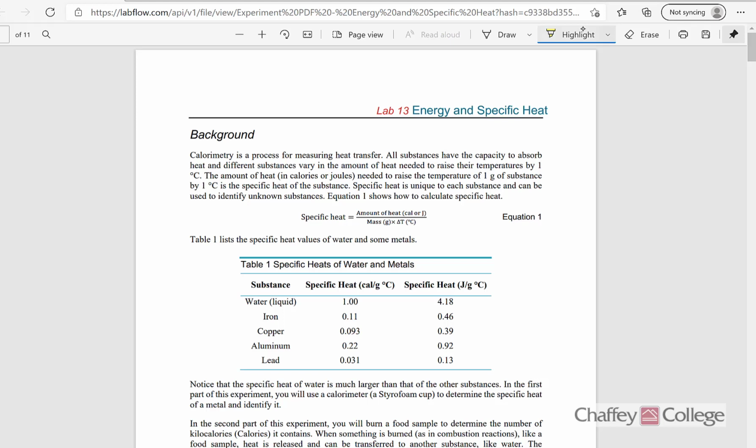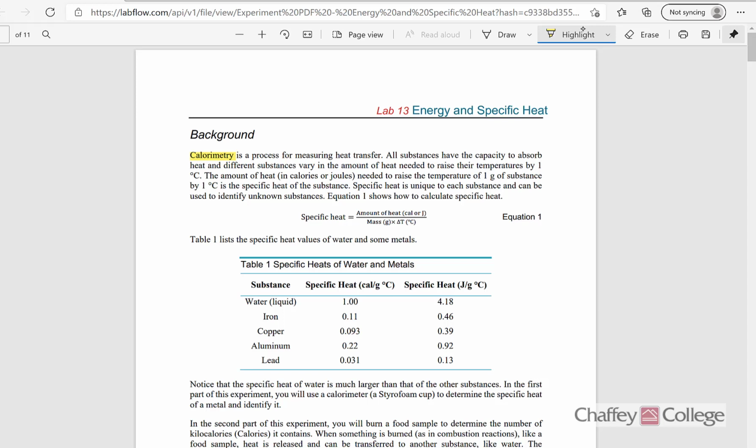In this experiment, we will use a technique called calorimetry. Calorimetry is a process for measuring heat transfer. With the help of a calorimeter, we will determine how much energy is stored in a food item. In other words, we will measure the amount of calories stored in food items. That's part B of this experiment. In part A, we will determine a property of a metal known as specific heat, again using a calorimeter.